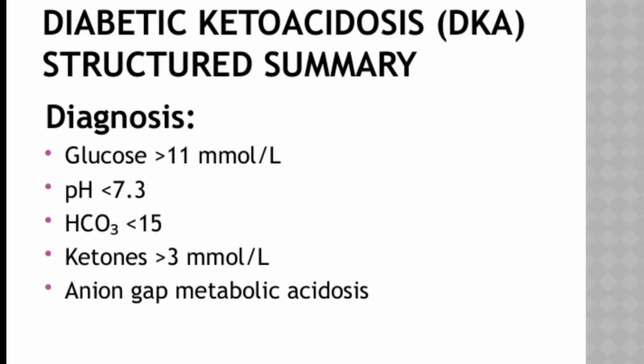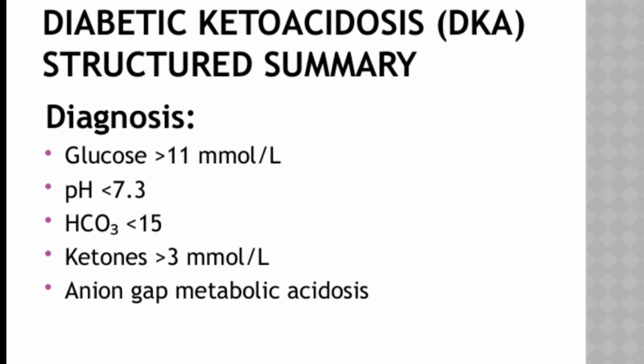Let's go over the key diagnostic points for diabetic ketoacidosis. First, we look at glucose levels, which are typically greater than 11 mmol per liter. This indicates significant hyperglycemia. Next, the blood pH is usually less than 7.3, reflecting an acidic environment in the blood. Along with that, bicarbonate or HCO3 levels drop below 15, showing metabolic acidosis.